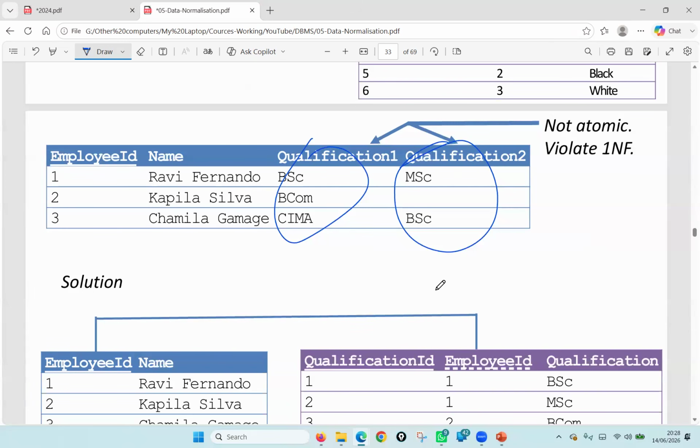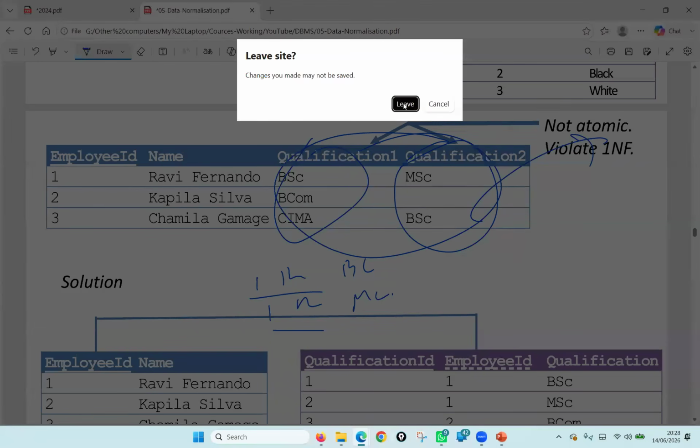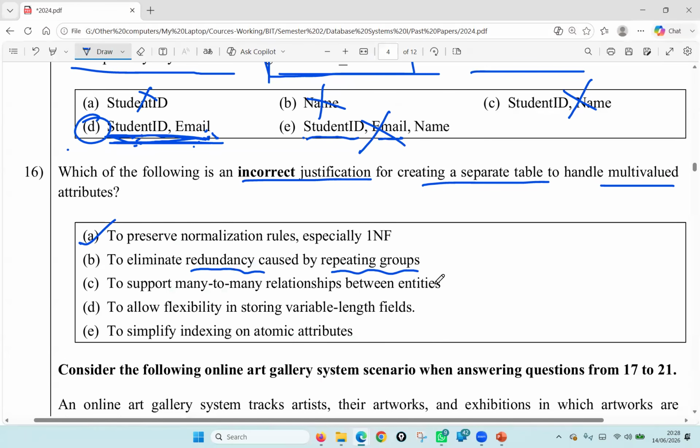Another person might use something like this: one Ravi Fernando BSc and again one Ravi Fernando MSc. That is also not the solution. The solution is you need to take this to a separate table, a separate table where you don't repeat the data. So I will take that also as a correct answer.